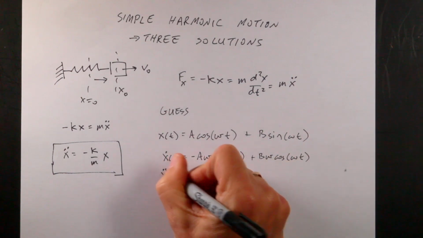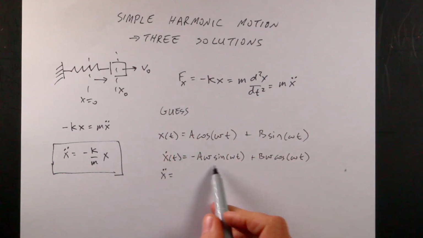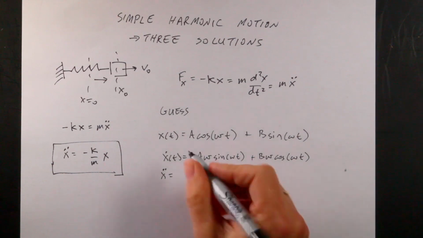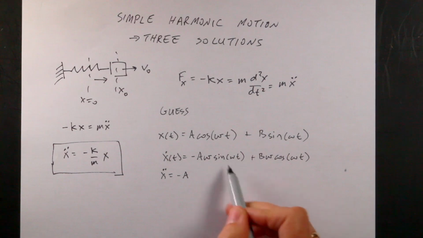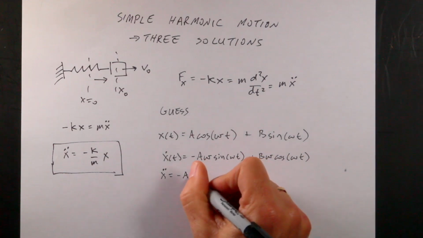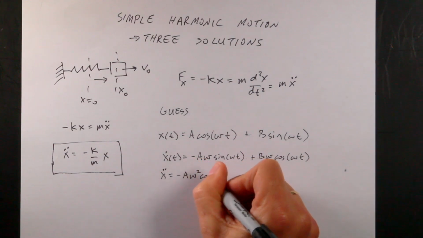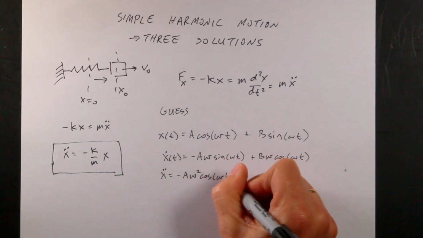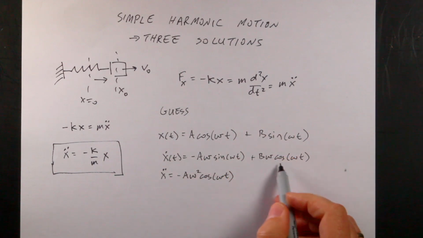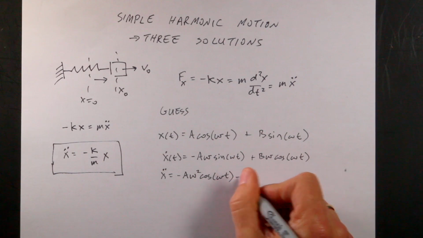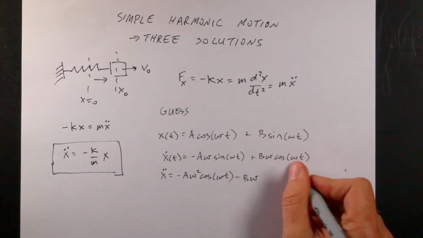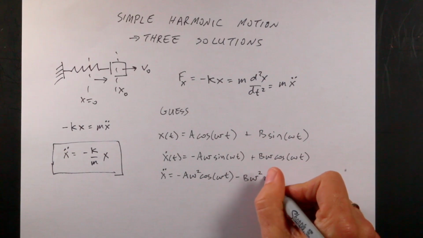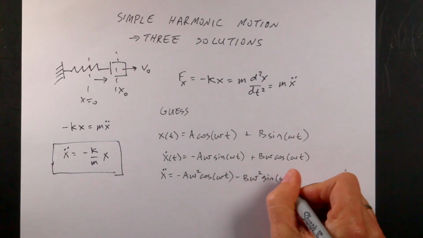X double dot is going to be equal to, now I'm going to take the derivative of this. I get cosine, so I get negative a. I get another omega, since I've got to take the derivative of the stuff inside again. So I get negative omega squared cosine omega t. And then here I get negative sine, so I get negative b omega squared. Again, I've got to take the derivative of that stuff. Omega squared sine omega t.